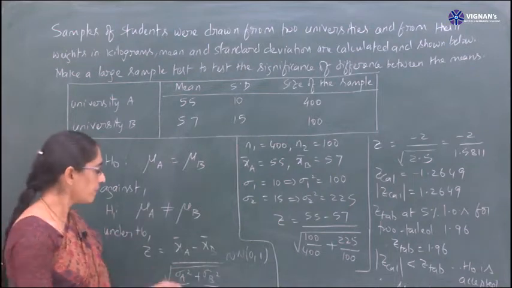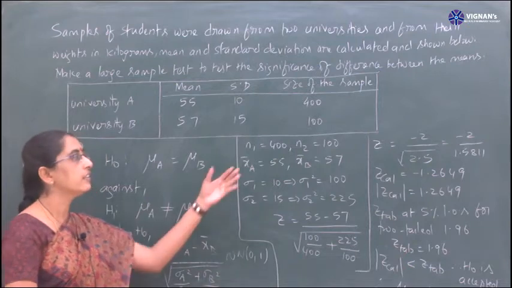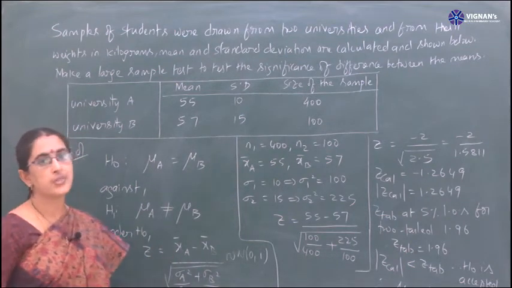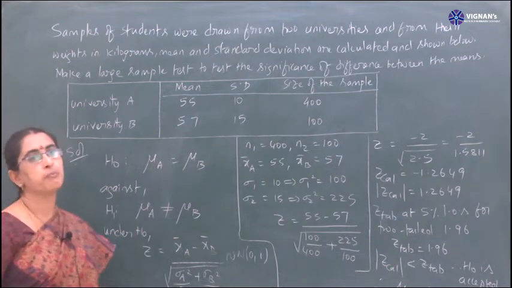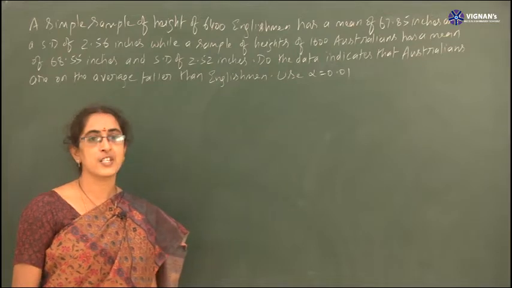So first you have to simplify this part, then you have to find the square root of that, then obtain the test statistic. So in this way we have to solve the difference of means of large samples. Now let us see the next problem.